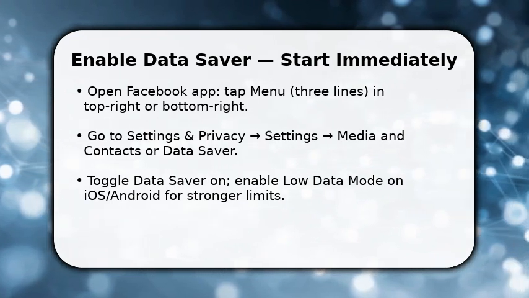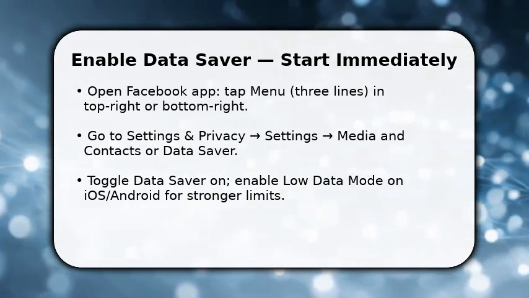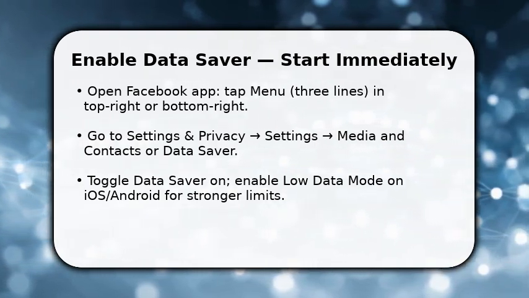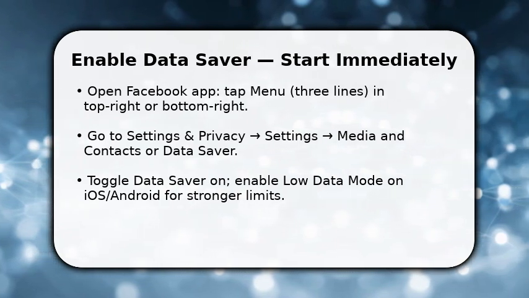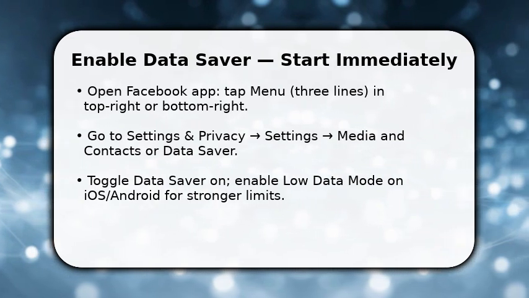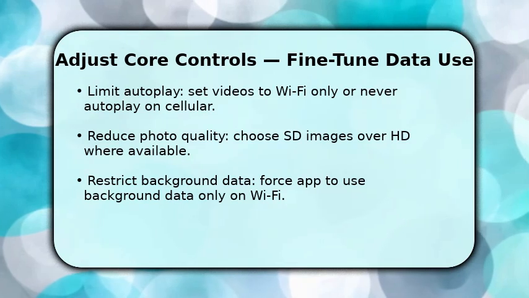This reduces image and video quality, which saves cellular bytes. Once done, make sure Low Data Mode in your phone settings is active. It reinforces app limits. This first step gives instant savings and prepares you for deeper controls in the next phase. Now you adjust the settings that actually cut consumption.